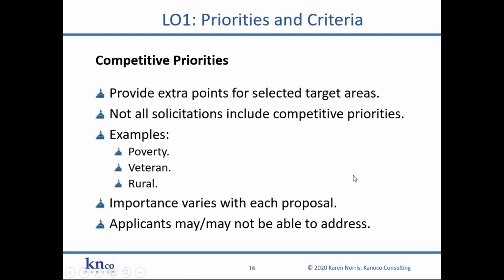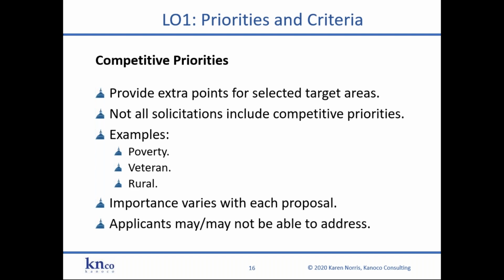Now we come to competitive priorities, and they provide extra points for some selected targets. A grant proposal, and please forgive me when I'm a little lazy, I mean financial assistance agreements would be grants, cooperative agreements, maybe fixed amount awards, but it's just easier to say grant. So, but I really mean grants and cooperative agreements, all of them.